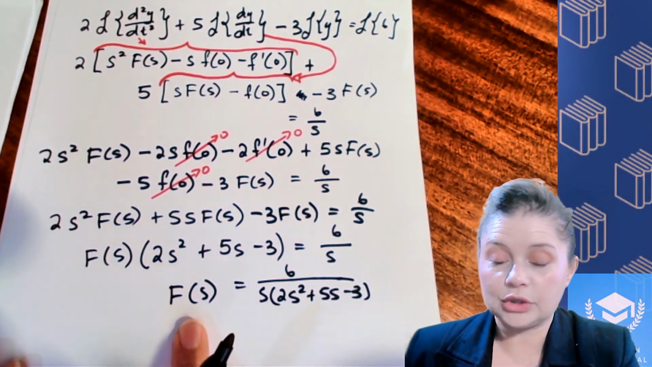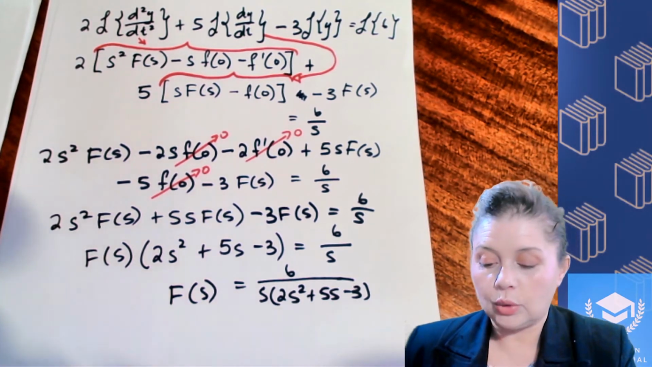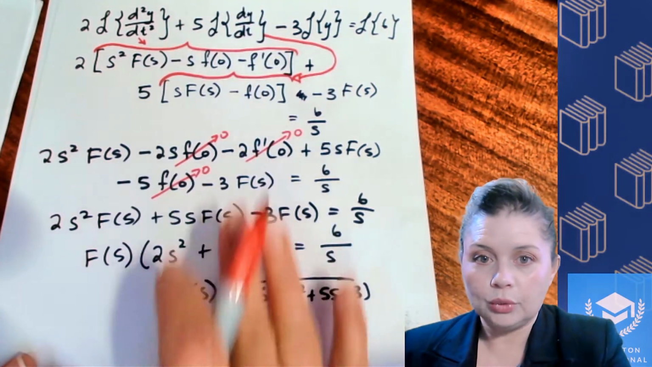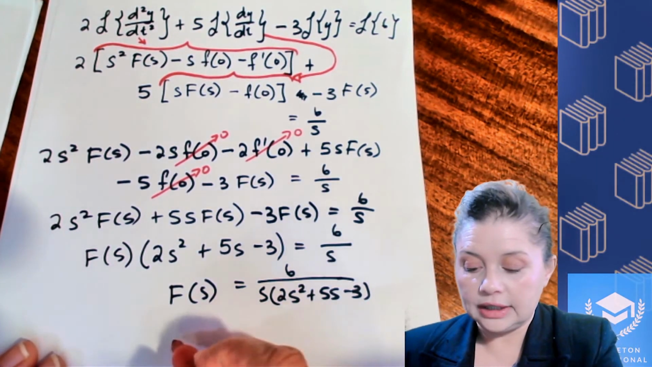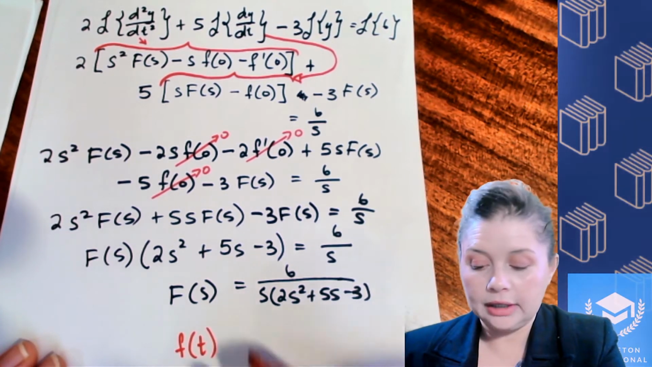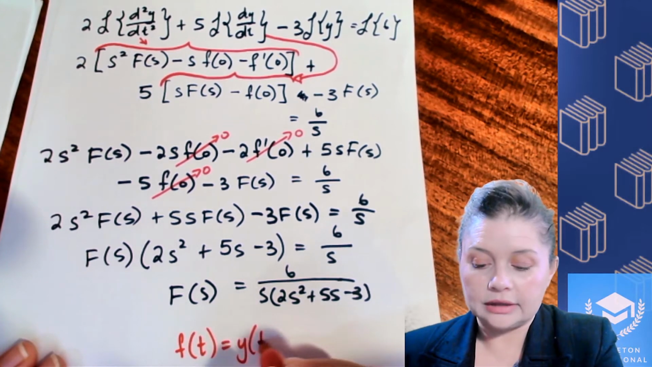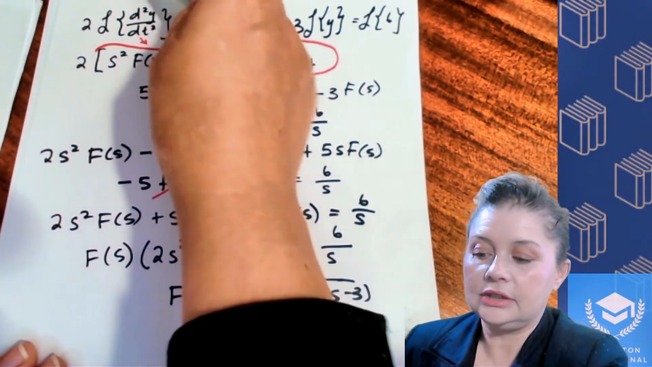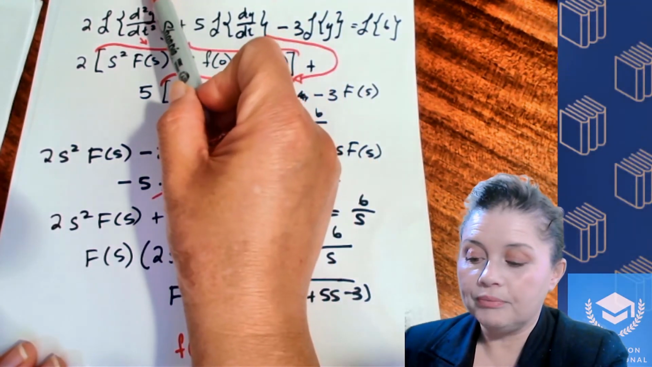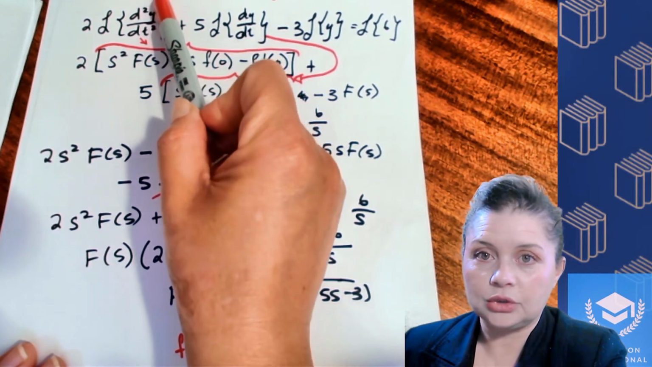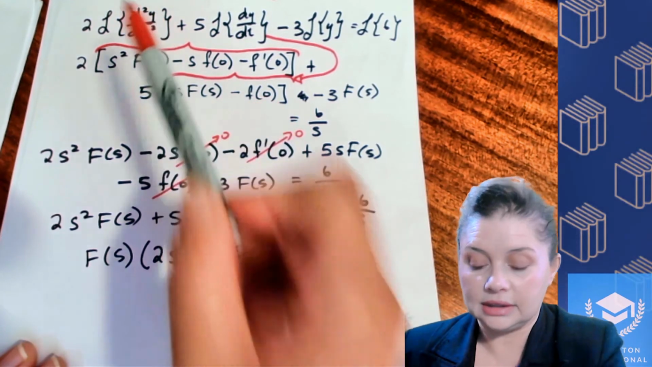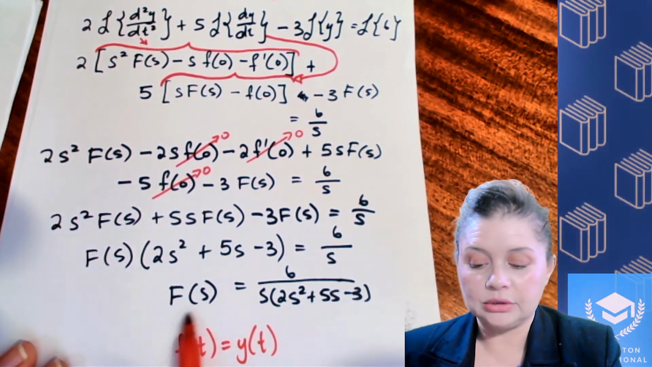Okay, so now we've got an expression for F(s). And what we want to get, right? Remember, when you're solving the differential equation, what do you want to get at the end? You want to get f(t), okay? Or you could call it also y(t), because in this case your dependent variable is y. So this is what you want to get at the end.